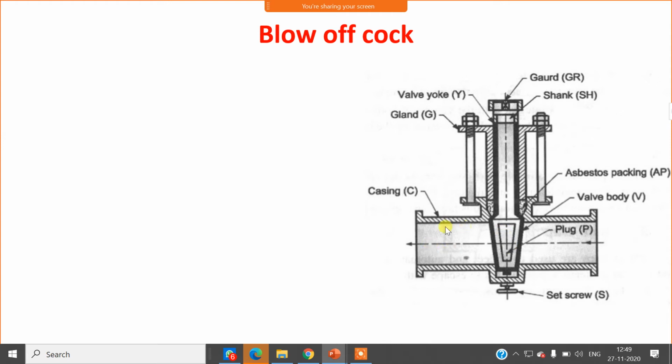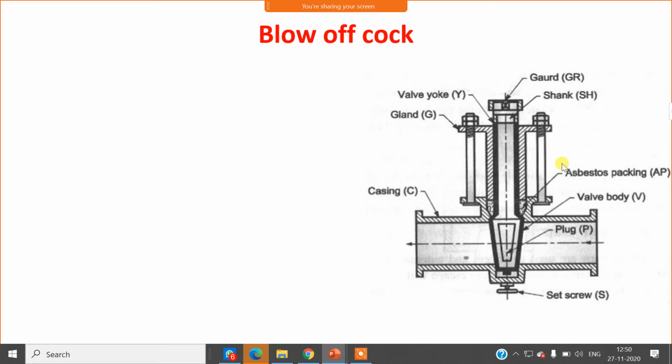It also consists of a casing, or we can say a body. Inside the body there is one spindle. At the lower end of the spindle there is a plug. That plug has a rectangular opening. When this spindle is rotated with the help of the hand wheel, and this plug matches the opening with the casing, then water gets removed from the boiler.